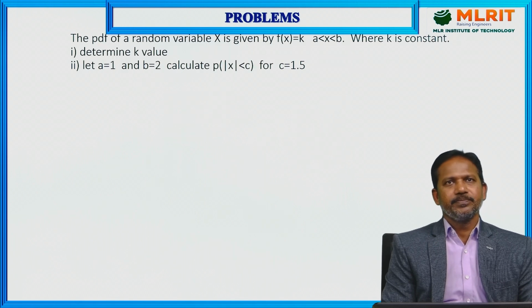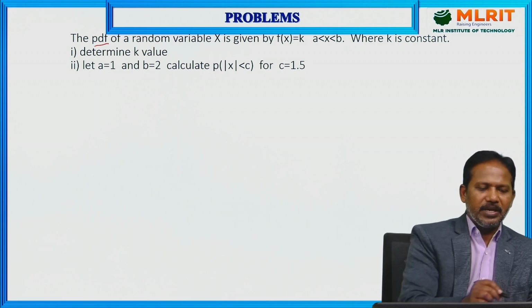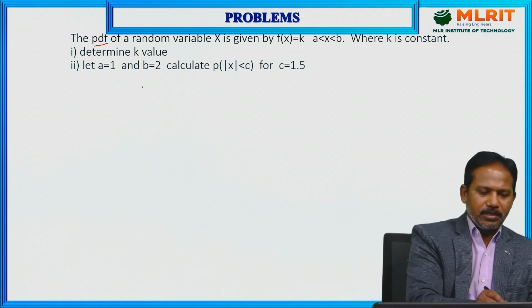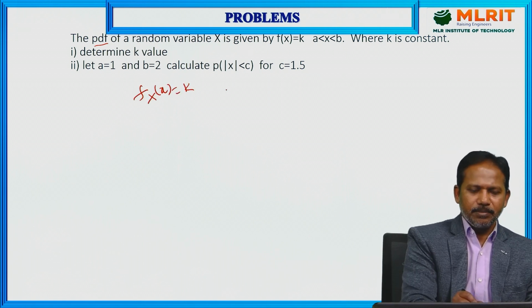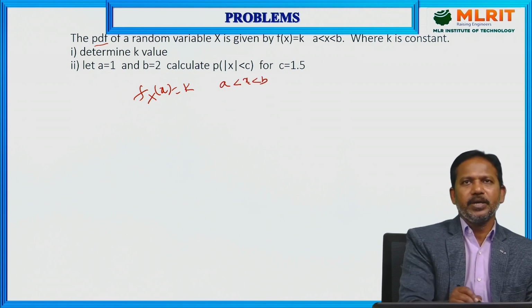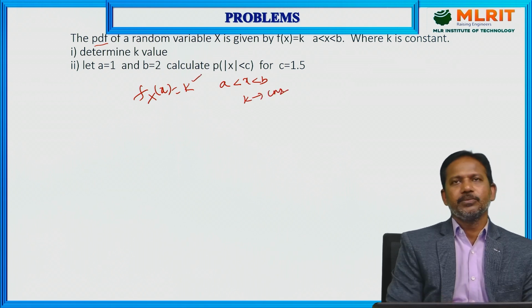The next problem is also related to the same topic, probability distribution and density function. Here the probability density function of the random variable x is given as fx of x equal to k, where the random variable x varies between a to b. Here k is a constant, and we need to find the k value.